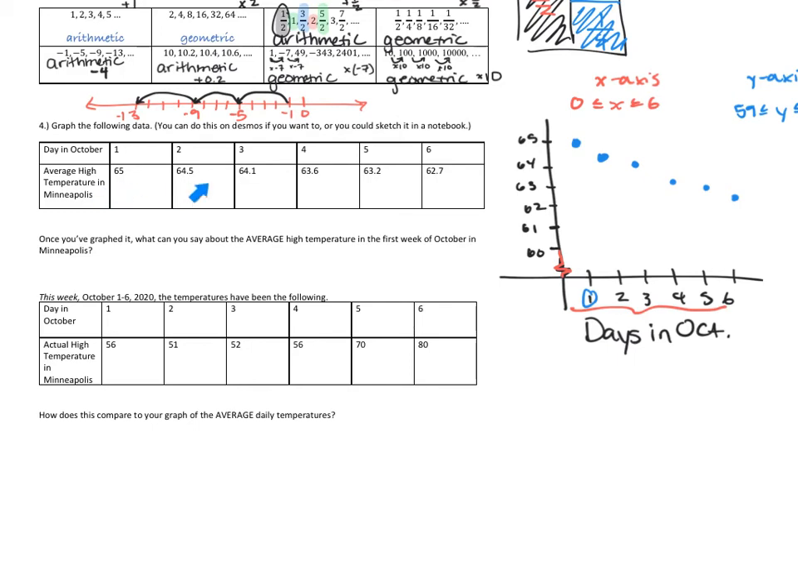I can see, and you can see just here, looking at the numbers, that this is slowly going down. So once it's graphed, what you can say is that the temperatures go slowly down. Okay, cool. And you might want to add here like the average.